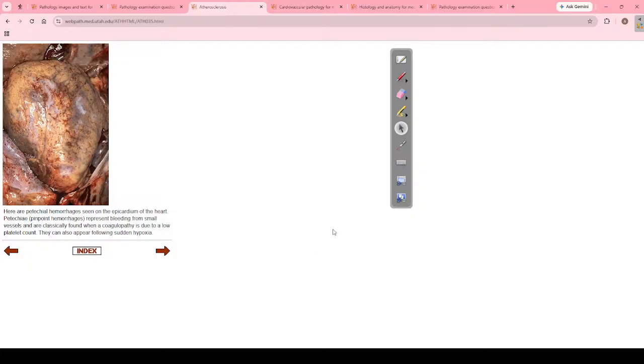Then we have an image showing the epicardium of the heart. This is the heart, and it's showing petechiae, pinpoint hemorrhages all over here. You can see them all over here. It is due to bleeding from small vessels, classically found in coagulopathy due to low platelet count, and it can also appear after sudden hypoxia.